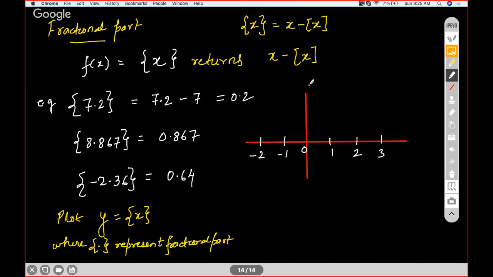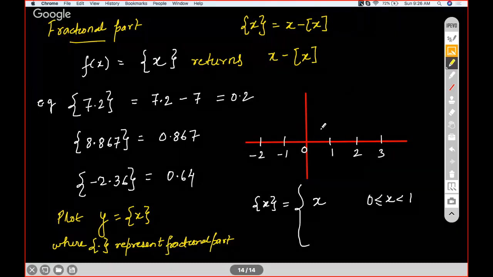But at 1, 2, 3, and 4, it'll be at 0, right? And between 0 and 1, what would be there? If you take 0.5, so let's say I am between 0 and 1, then what will happen to the fractional part of x? What will it return to me? If you take 0.5 for example, 0.5 minus 0, it will be 0.5 only. So it will basically just return the value of x. Absolutely. So you got the answer.